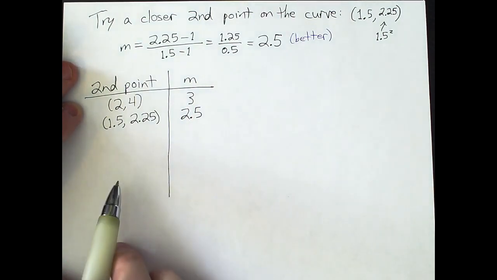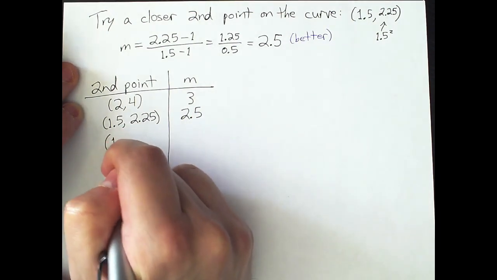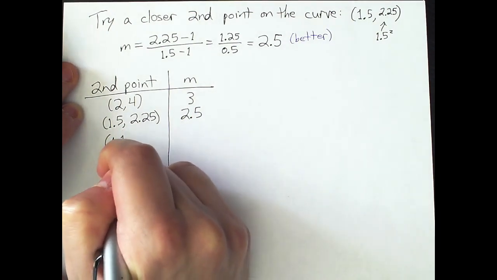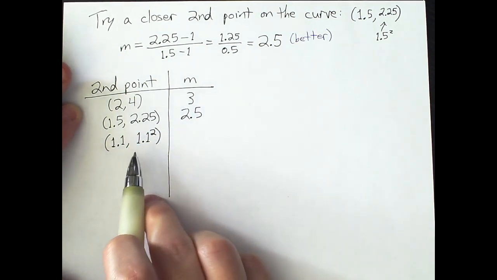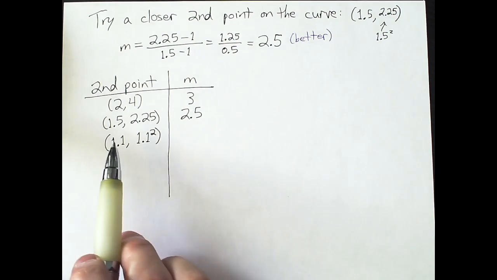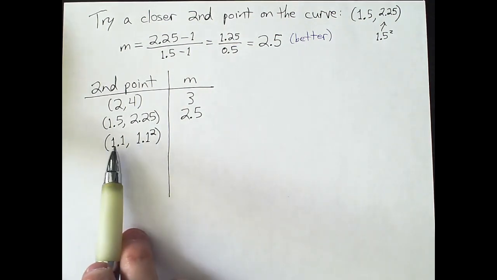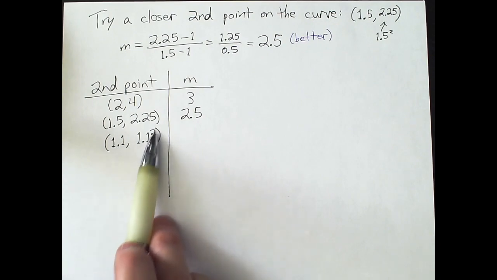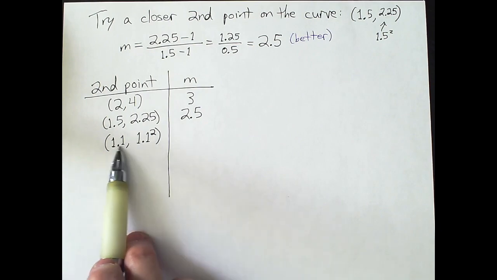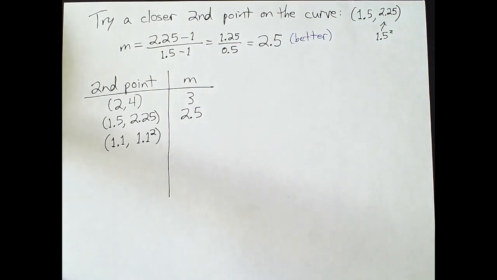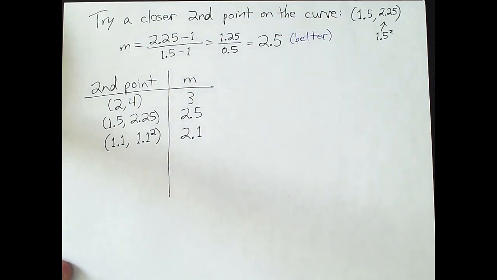I decided to check some points that are even closer to 1 comma 1. So one way that you could do that is 1.1 comma 1.1 squared. That's a point that's on the curve, and it's really close to 1 comma 1. How do I know it's on the curve? Well, this is x, and why am I squaring this? It's because the function says f of x equals x squared, so that's why it's squared. If you do this and you calculate the slope, you get 2.1.